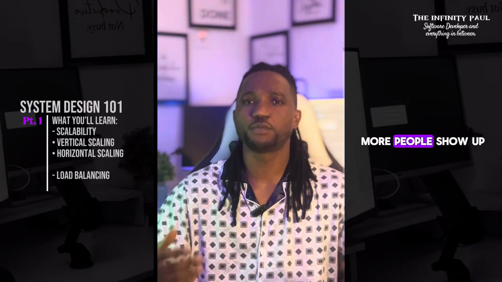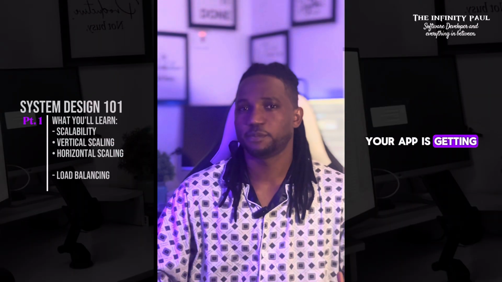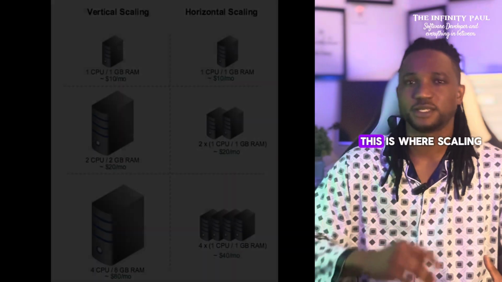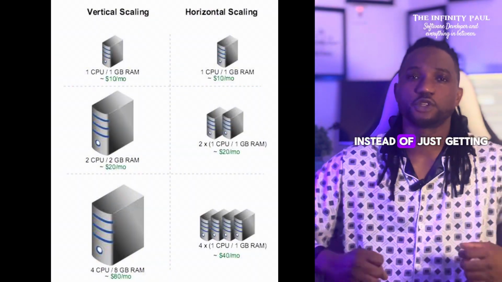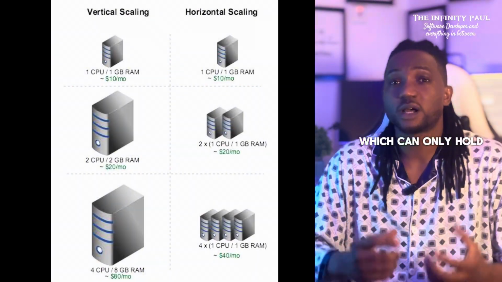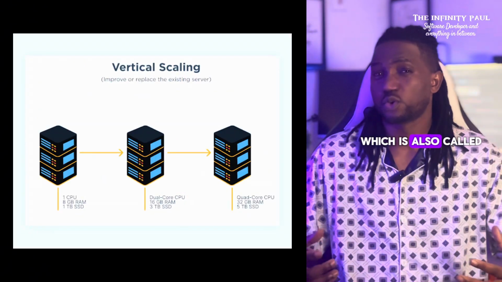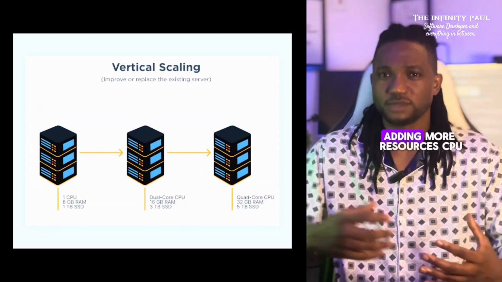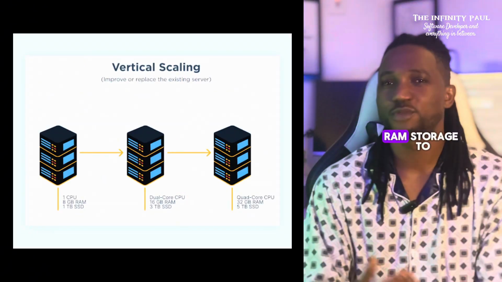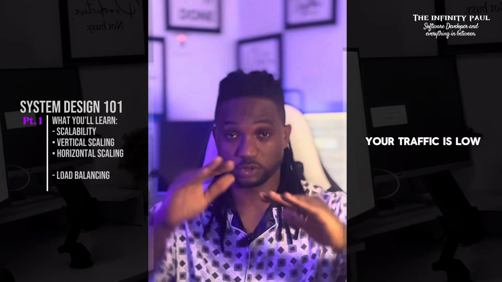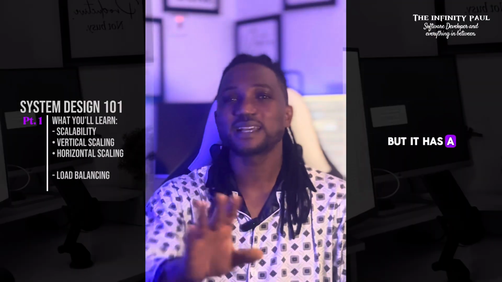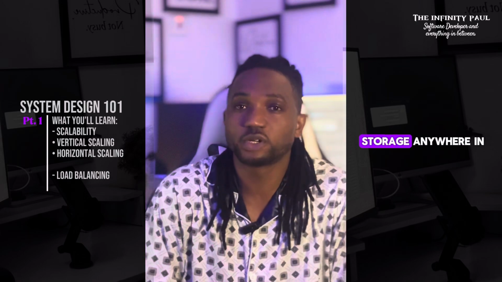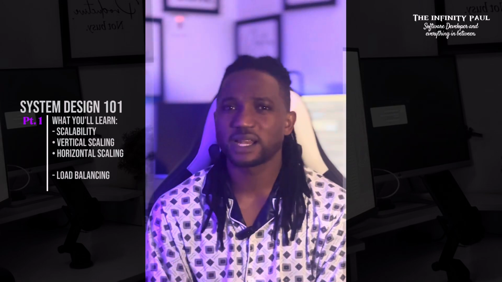But what if more people show up? Your app is getting the popularity that it needs. This is where scaling comes in. Instead of just getting a bigger table, which can only hold so much, which is also called vertical scaling. Adding more resources, CPU, RAM, storage to your app. This is great when your traffic is low, but it has a hard limit because there's no unlimited storage anywhere in the world. We can't just rely on one server.